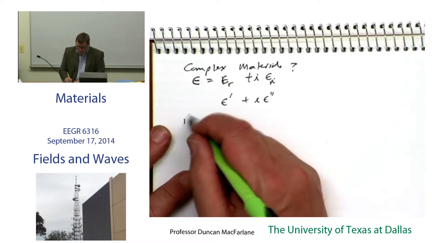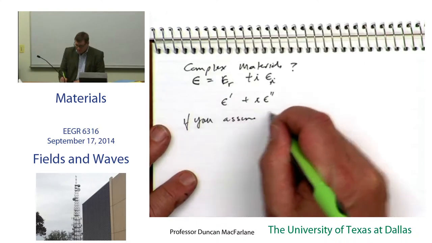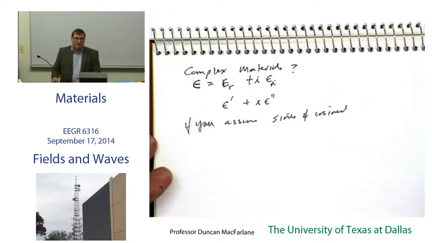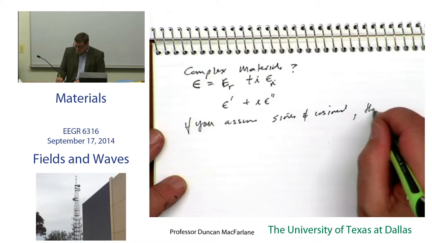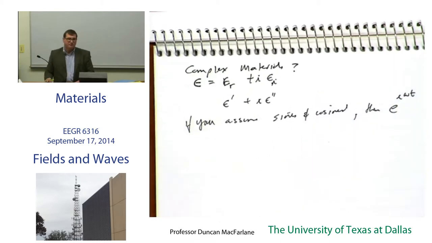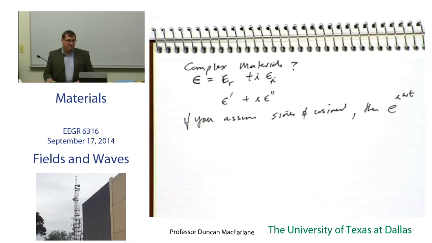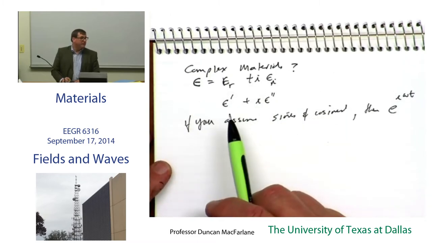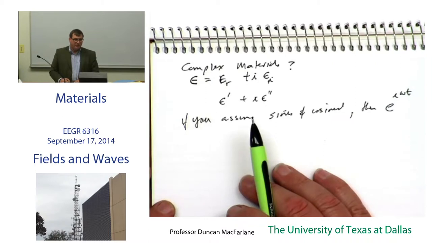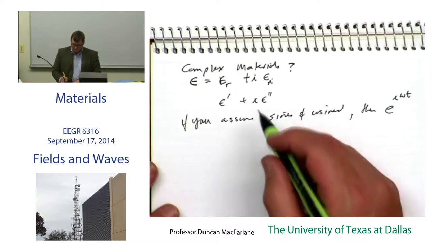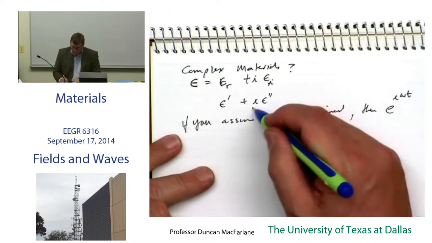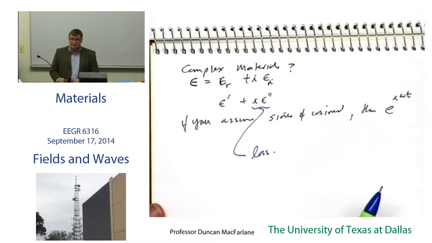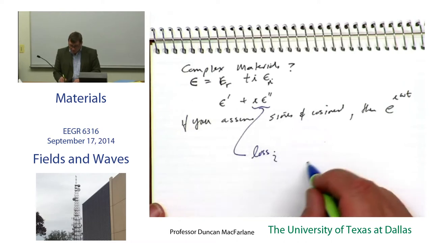If you assume sinusoids, then you can have e to the i omega t's, if you want to. And in that limit, you can consider a material response that has a real part and an imaginary part. The imaginary part is the loss. And I just choose to model the loss as sigma.